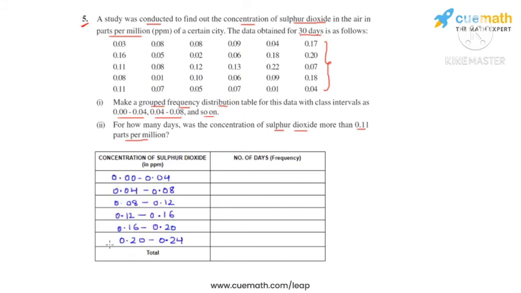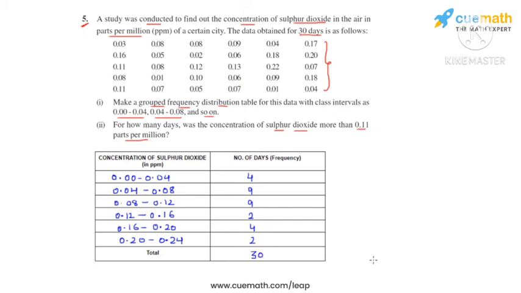Now that we have constructed the various classes, let's find the frequencies associated with each of the class. So for the first class we get the frequency as 4, for the next one 9, for the next one 9 again, for the next one 2, then 4 and then 2. Now if we sum up all of these frequencies we get a total of 30, and that is the number of days for which the study was conducted.